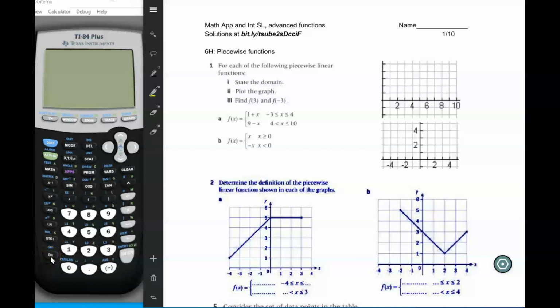Hi, welcome to the first page of Advanced Functions for Math Applications. First page is about piecewise functions.